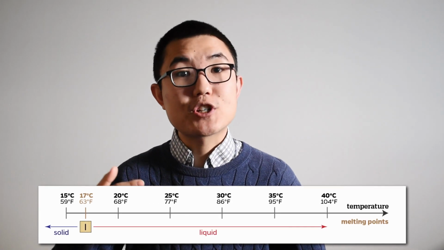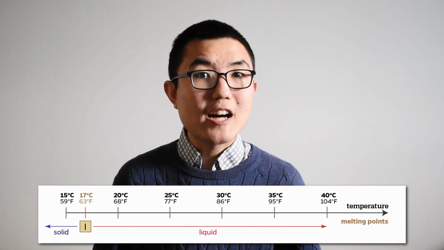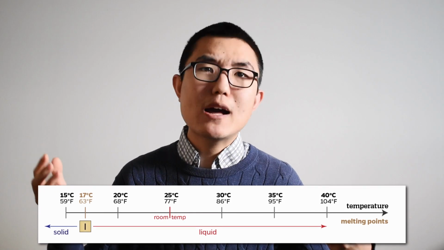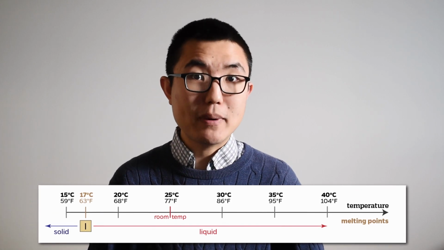That means the chocolate would be solid below 17 degrees Celsius, but it would melt as soon as the temperature exceeded 17 degrees Celsius. Now, this is actually very undesirable because room temperature is generally around 25 degrees Celsius, which is therefore above the melting point of phase 1 cocoa butter.